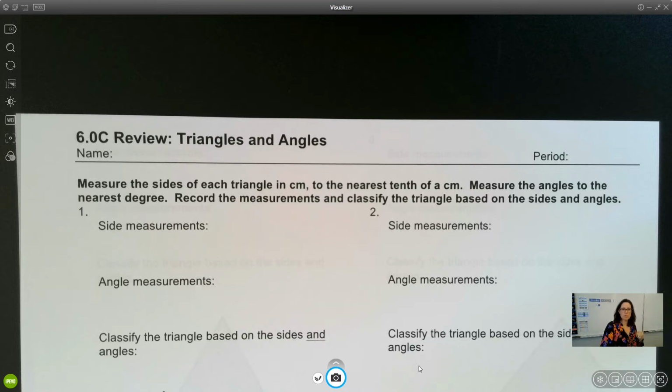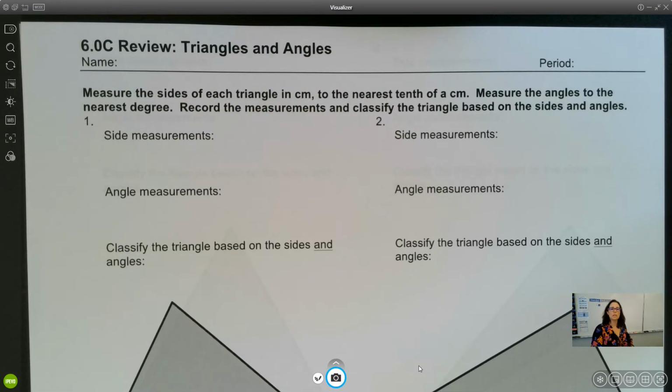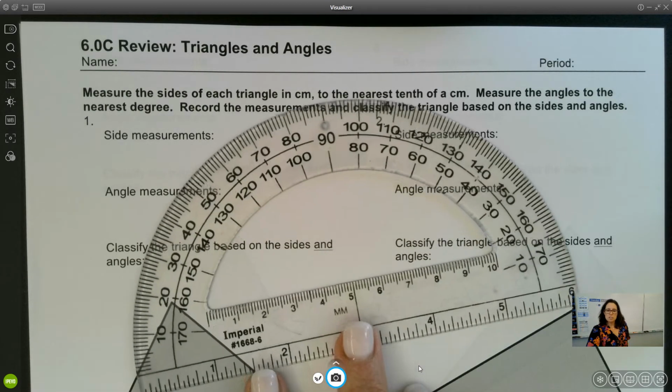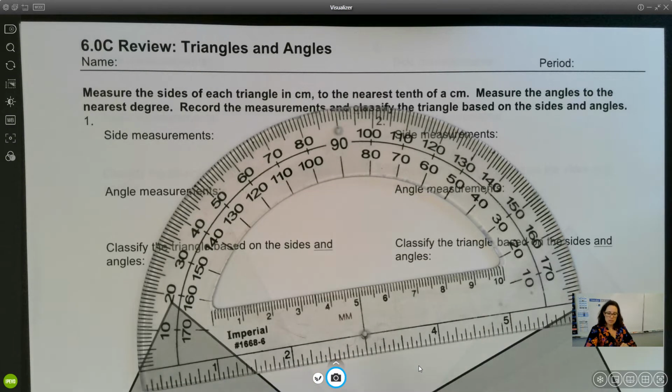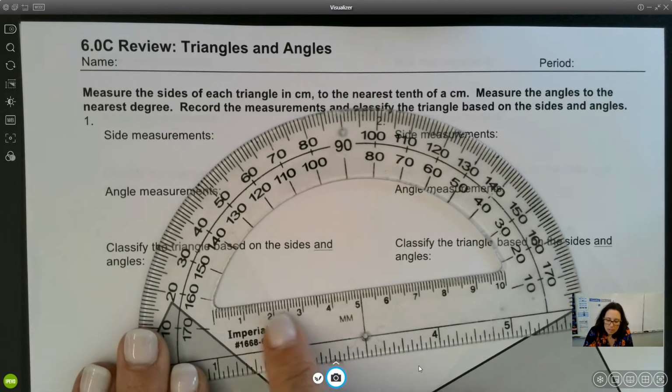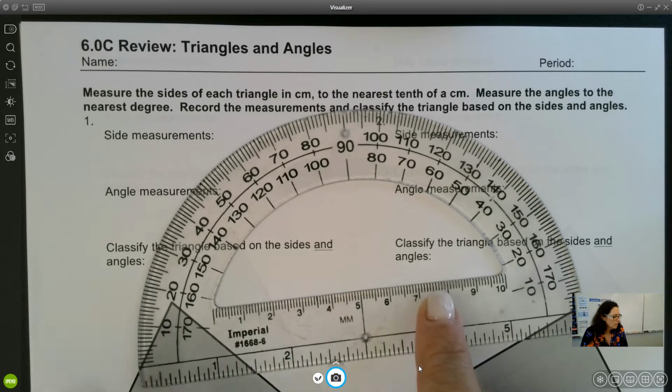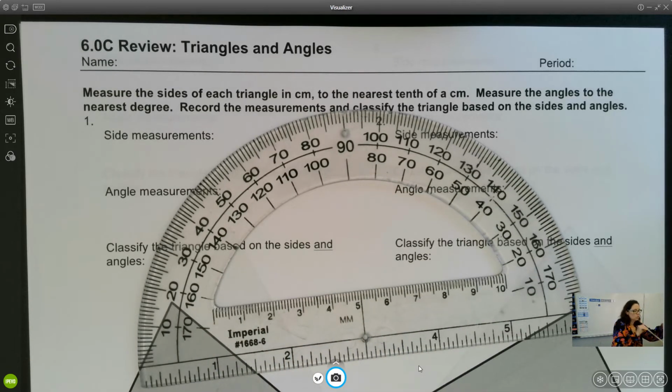Alrighty, 6.0C, this is more review, triangles and angles. So we're going to be using a protractor to measure the angles, and then notice that I've got a ruler in centimeters here also. If you wanted to use a ruler that looks like this for the side lengths, you could do that as well. So it doesn't matter either way.